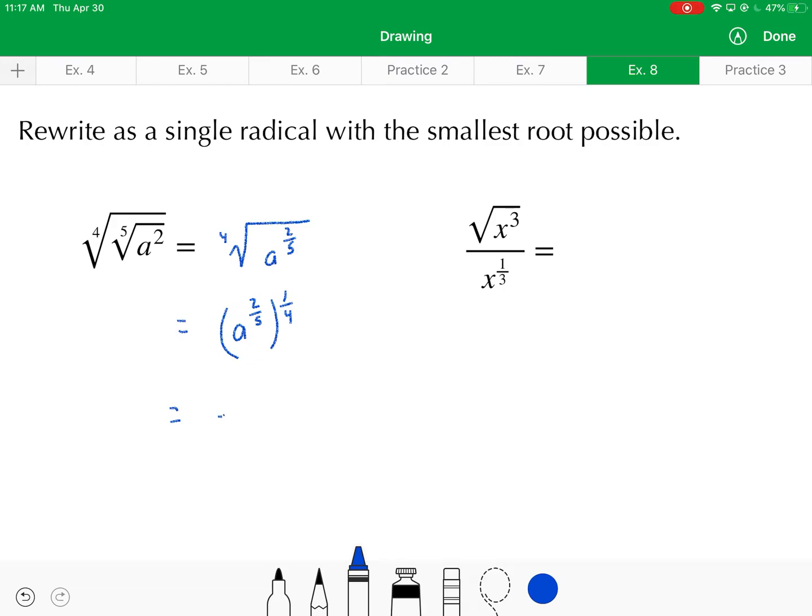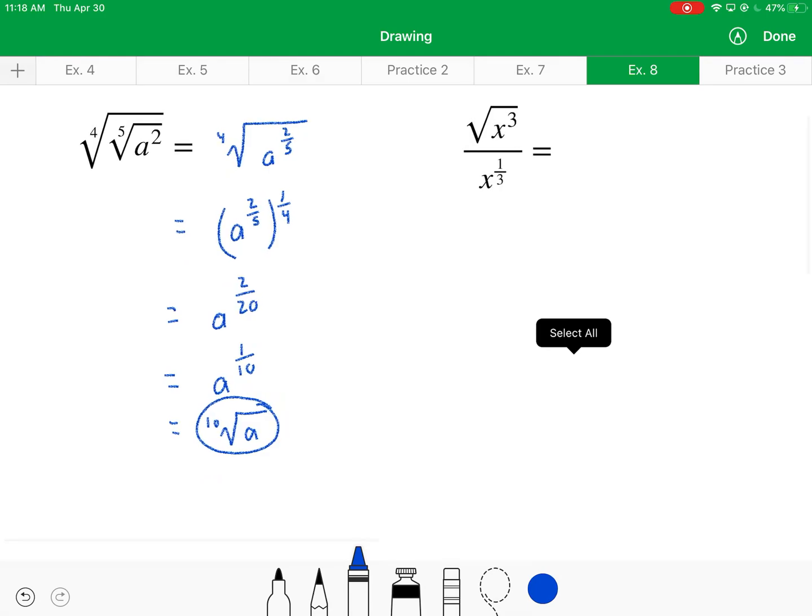Now I can multiply my two powers together. It's going to be 2/20, reduce that to 1/10. And now I can make this the 10th root of a.